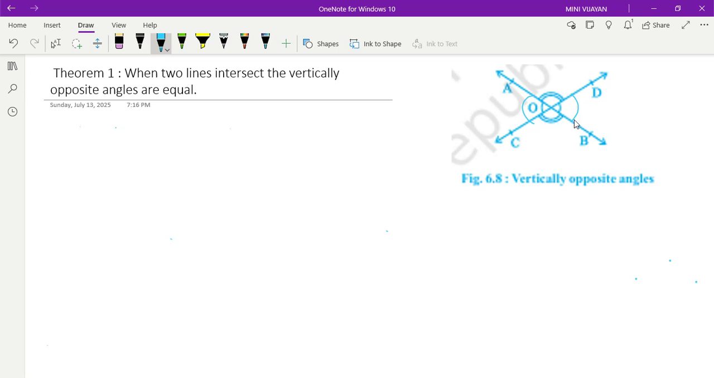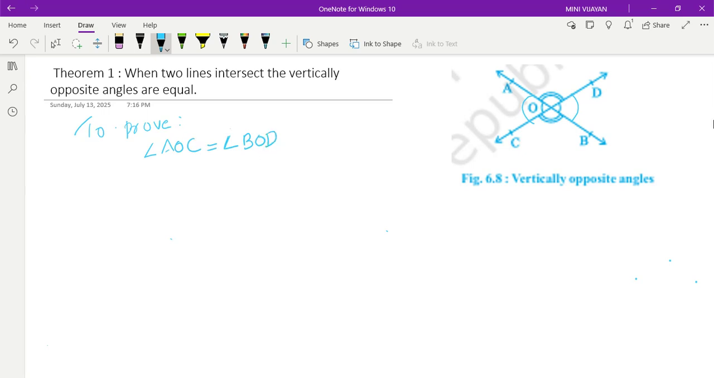Okay, so consider these first two vertically opposite angles, and this theorem says that these vertically opposite angles are equal. We need to write the proof of that theorem. How to prove vertically opposite angles are equal? First we have to write what we need to prove: angle AOC is equal to angle BOD.